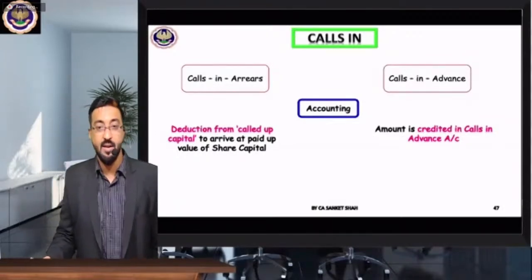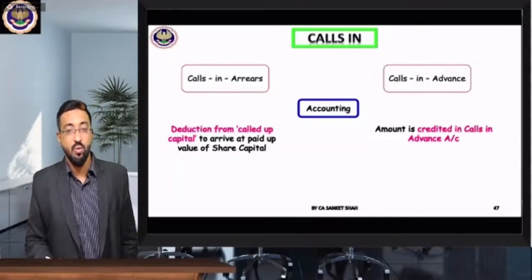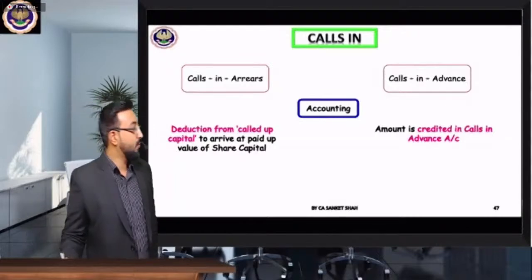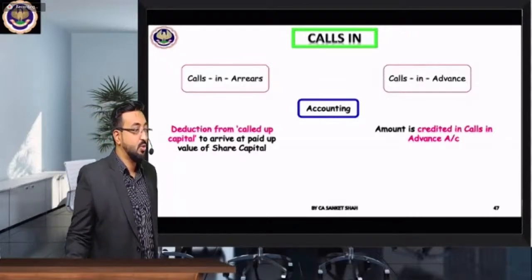So calls in arrears is an asset. And now after this, we are going to start with forfeiture. Very, very important concept. We have to finish the concept of forfeiture.